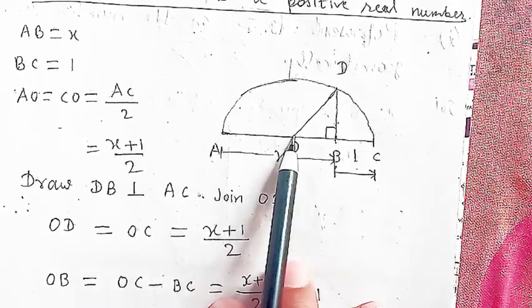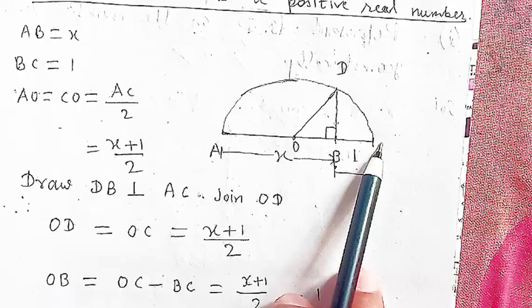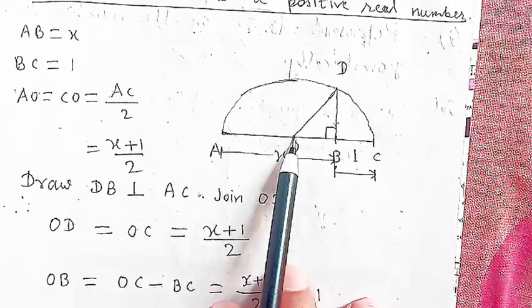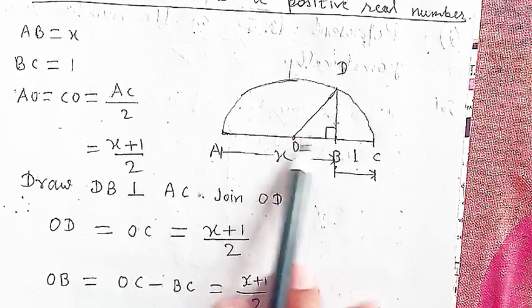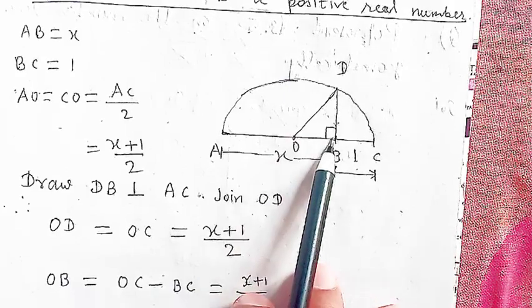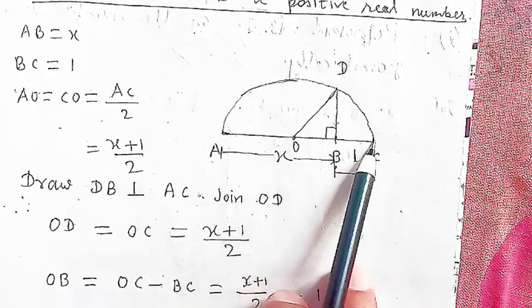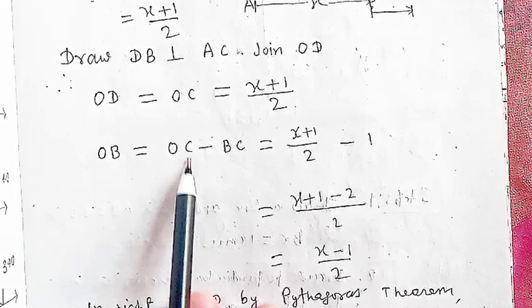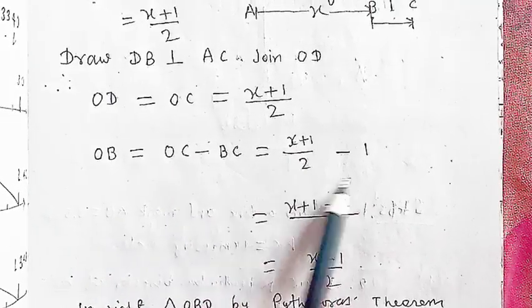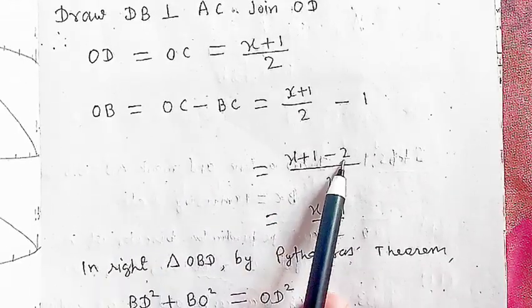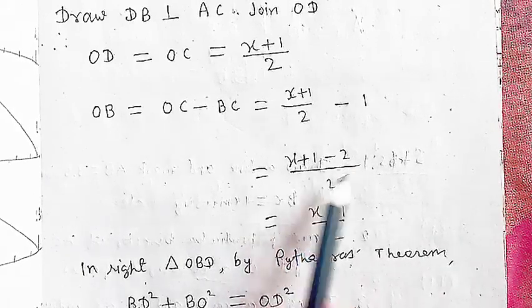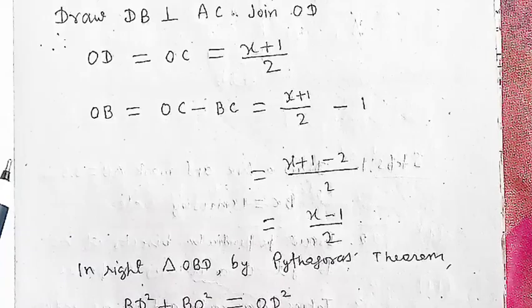OB can be found. OC is x plus 1 by 2. BC is 1. So we subtract BC from OC to get OB. So OB is equal to OC minus BC, which is equal to x plus 1 by 2 minus 1. This equals x plus 1 minus 2 by 2. This is 1 minus 2, which is minus 1. So this becomes x minus 1 by 2.